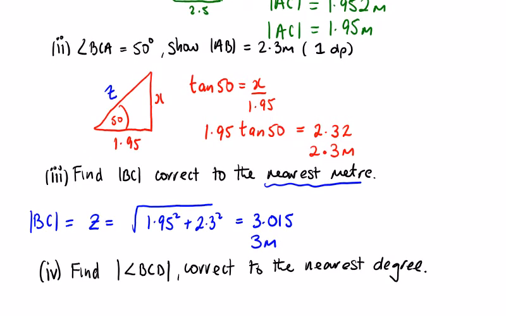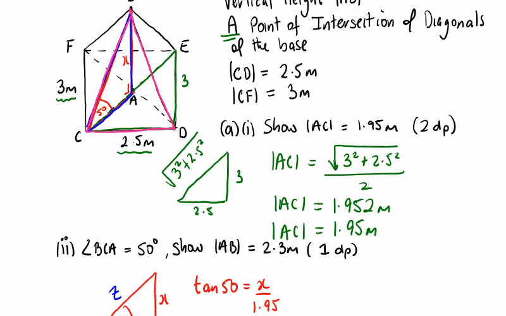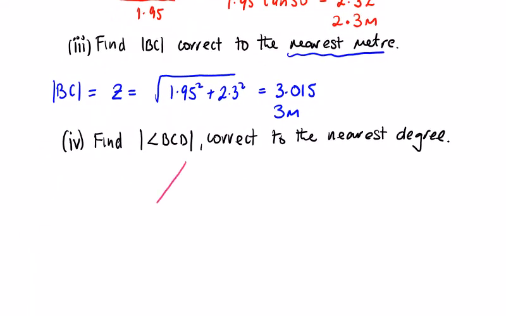In the next part, we're asked to find the angle BCD correct to the nearest degree. So let's look at our triangle BC. BD is the same length, and I have CD. So if I imagine standing this triangle up straight, because it's lying kind of at a diagonal on the roof. Let's stand this triangle up straight. We have a 3, and a 2.5. And we're looking for this angle here.